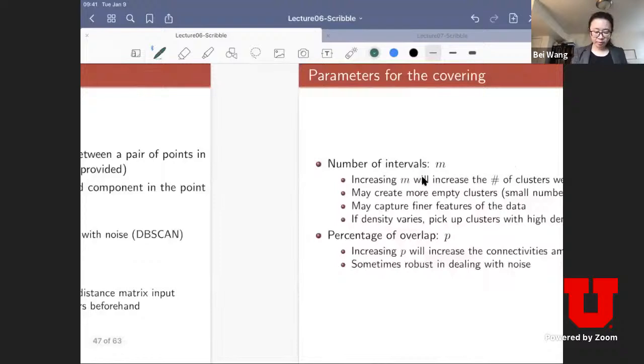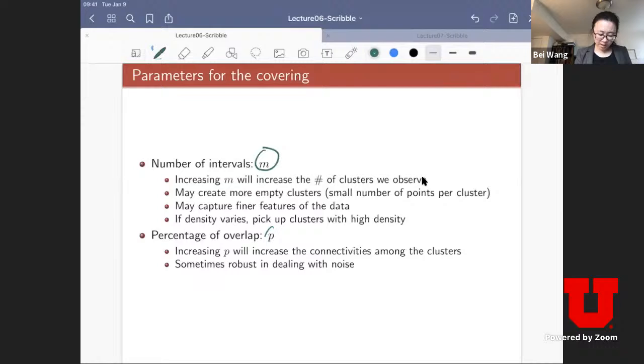And then there are parameters. As I mentioned before, there's the number of intervals and the percentage of overlap. All these parameters apply when I have a scalar function, okay? But the typical observations, those are not theorems, those are just observations. If I increase the number of intervals, I'm going to increase the number of clusters we get, because I'm going to get all the points that belong to smaller intervals. And of course, if my points are not uniformly sampled, we may get some empty clusters. When you have a small number of points per cluster and you use things like DBSCAN, remember, DBSCAN throws away some outliers, so some points may not become part of any cluster.